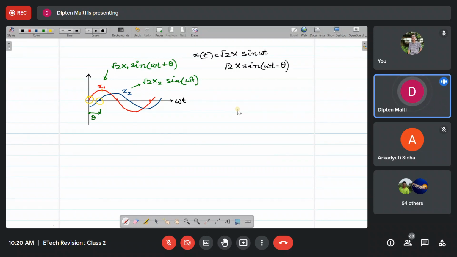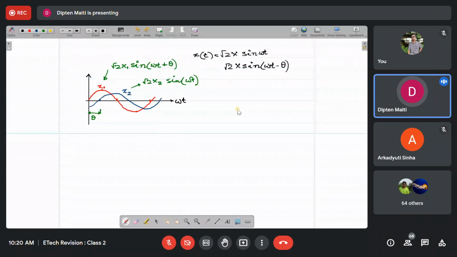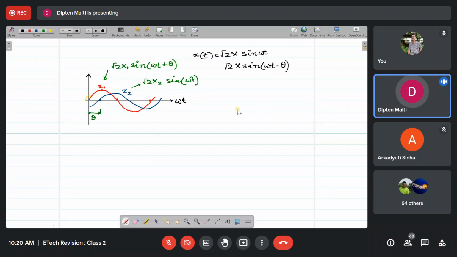You can consider, let's say, 30 degree, or let's say some per unit value, 1 by root 2 per unit value of something like that. So in that case, X1 achieves similar phase or similar value at an earlier instant of time compared to X2. Now, considering any other phase or any other value, that condition is difficult to find, and sometimes that makes things a little bit ambiguous.